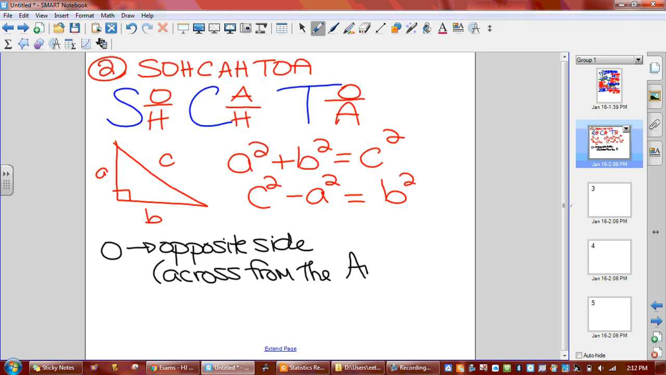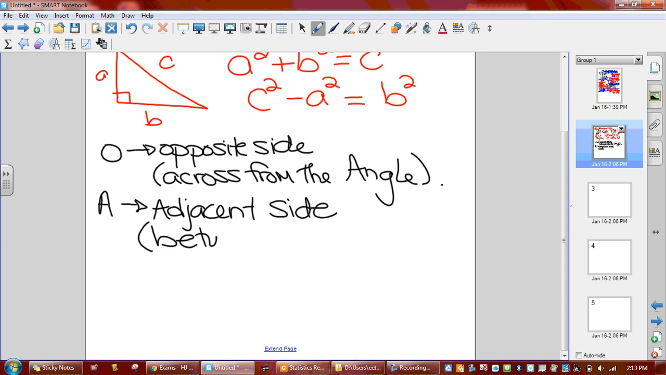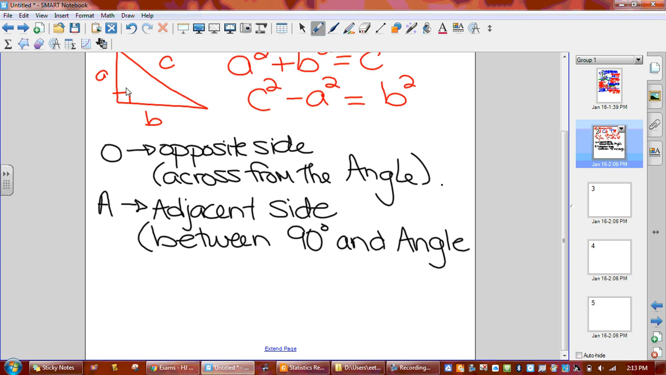Okay, and then we've got the A, which is called your adjacent side. This is the side that is between the 90-degree angle and the angle given, or the one you're asked to find. So it's the side between the 90 and the angle to find.